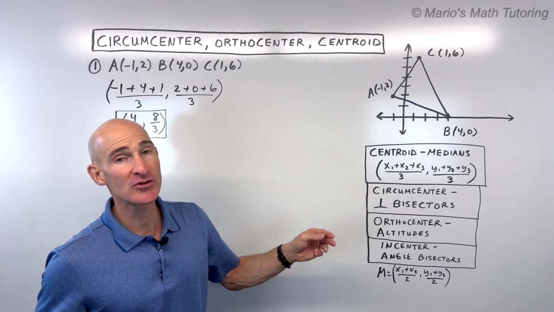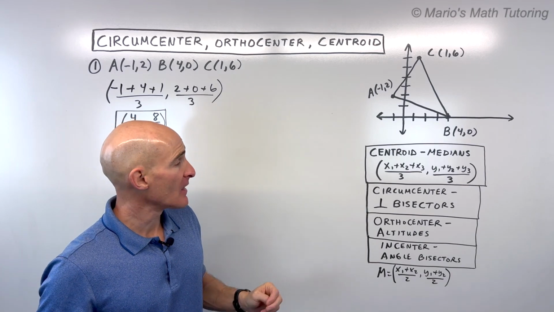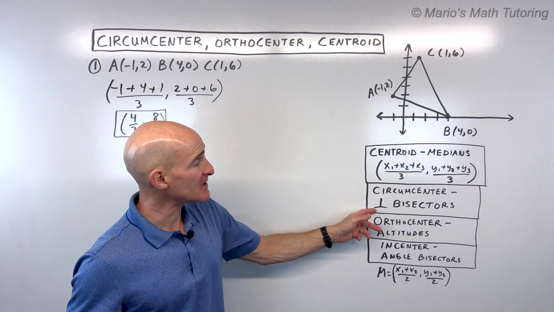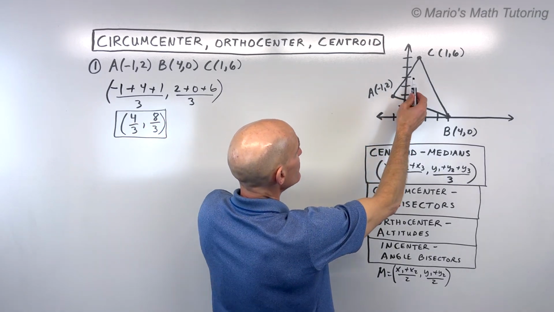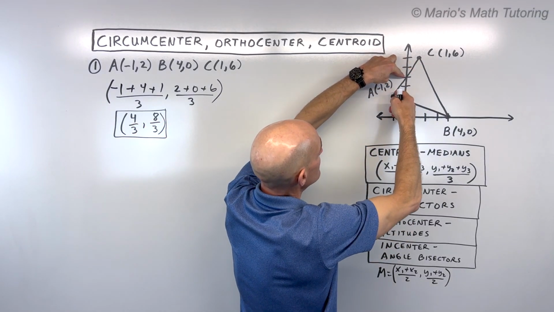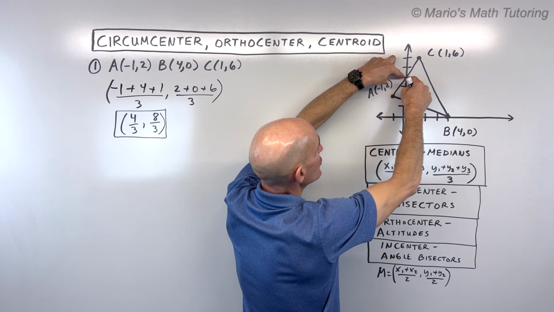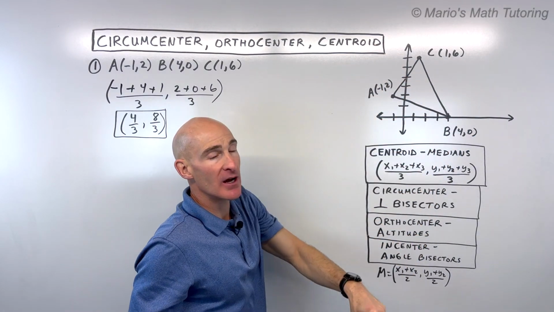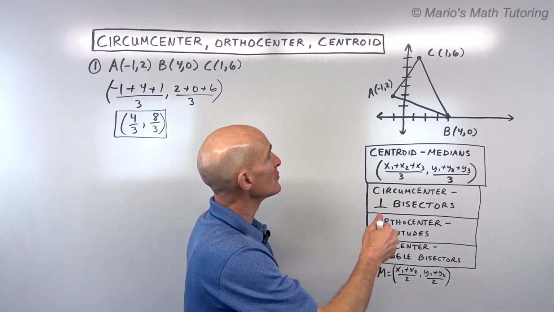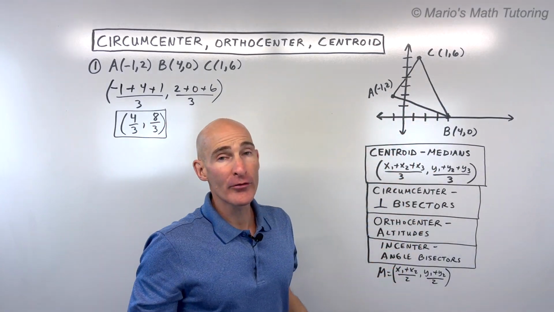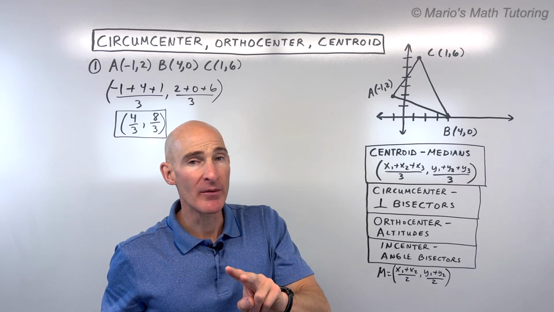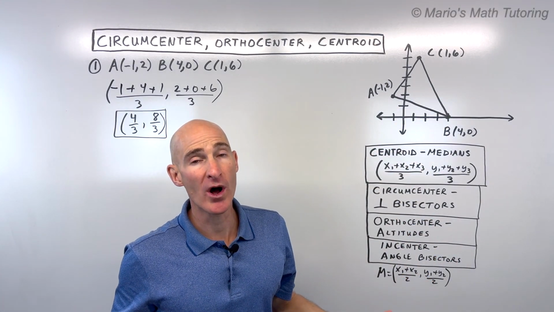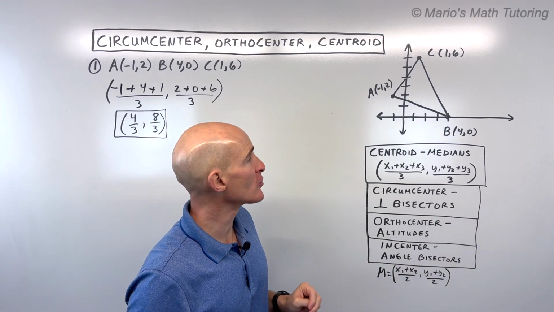Now the circumcenter is where the three perpendicular bisectors cross. So when you think of a perpendicular bisector, you're bisecting or cutting the segment in half, but you're also drawing a line that's perpendicular, or at a right angle, to that side. You can do it for all three, but really you just need to do it for 2 of them, because where the 2 intersect, the third one would intersect at that same point as well. So we're just going to do it with 2 of the perpendicular bisectors.